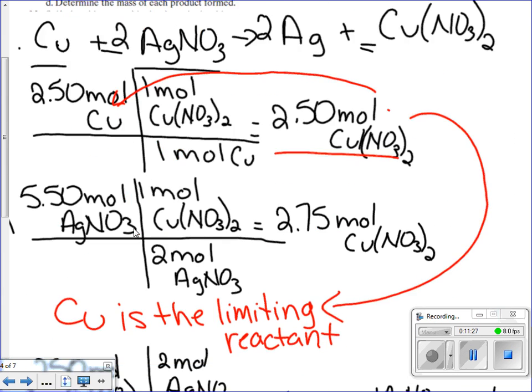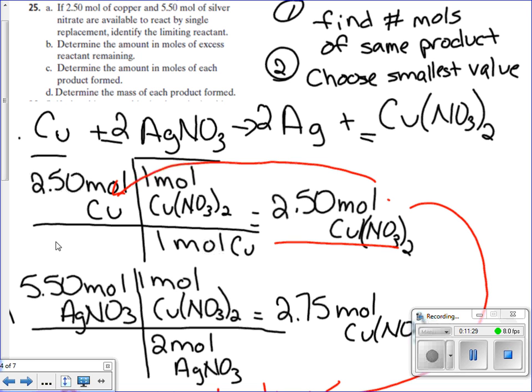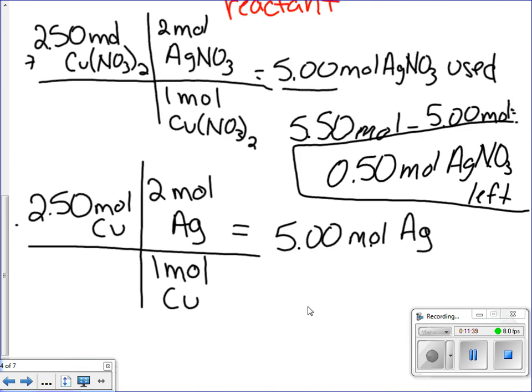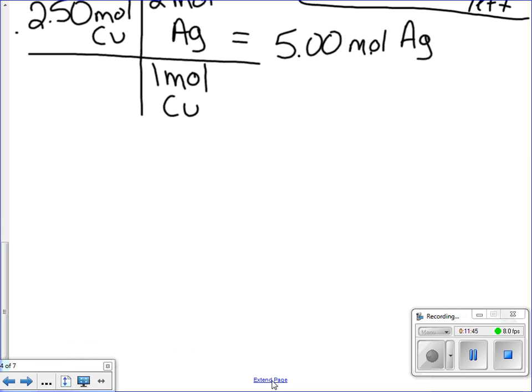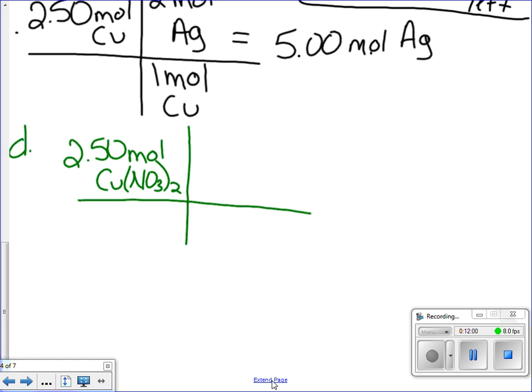Question D. Determine the mass of each product formed. So in C, we calculated moles. So now I'm going to take this value, this 2.5 moles of copper 2 nitrate, and convert it to grams. Different color. So we're on D now. We take 2.50 moles of copper 2 nitrate, and we want it in grams. So 1 mole of copper 2 nitrate.